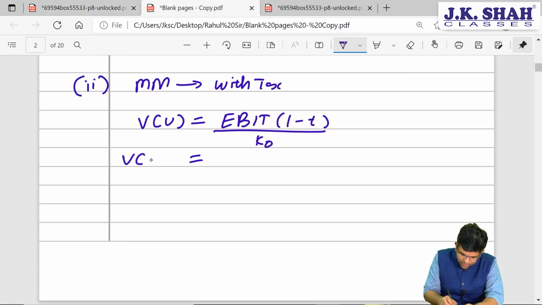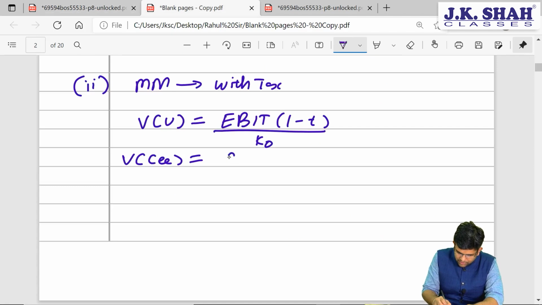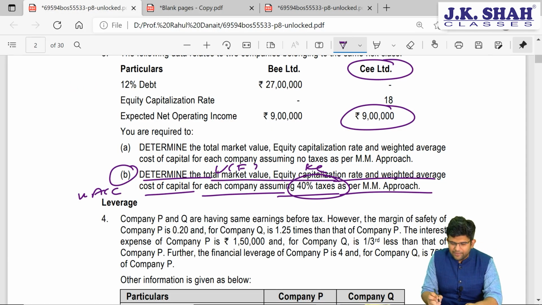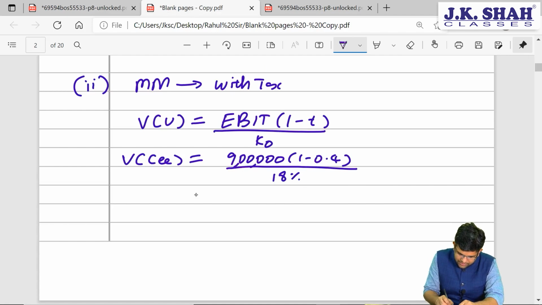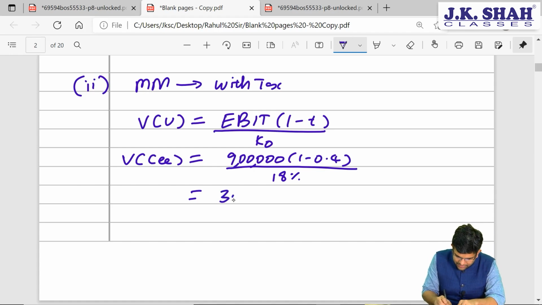So can I say the value of C will be equal to EBIT. Now EBIT, children, here is 9 lakhs, so I'll write down here 9 lakhs. Tax rate is 40%, and students, KE and KO for C Limited will be the same, that is 18%. So I'll write down here 18%. So we get the value of C Limited as 9 lakhs minus 40%, divided by 18. We get the value of C Limited as rupees 30 lakhs.